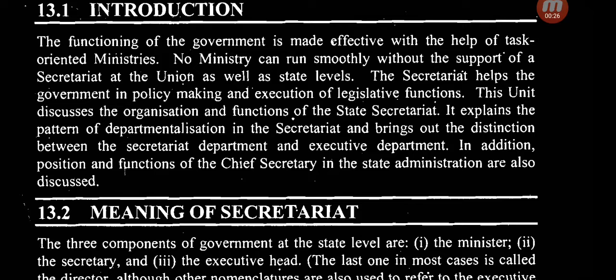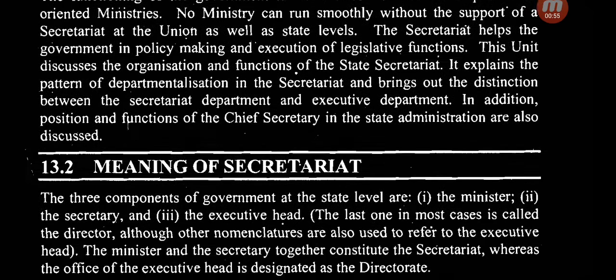The secretariat helps the government in policy making and execution of legislative functions. This unit discusses the organizations and functions of the state secretariat. It explains the patterns of departmentalization in the secretariat and brings out the distinction between the secretariat department and executive department. In addition, position and functions of the chief secretary in the state administration are also discussed.